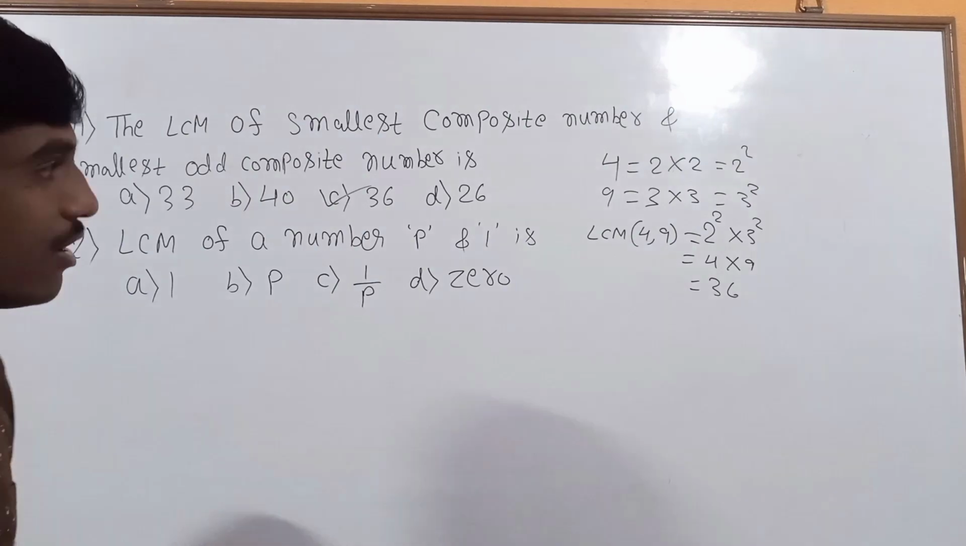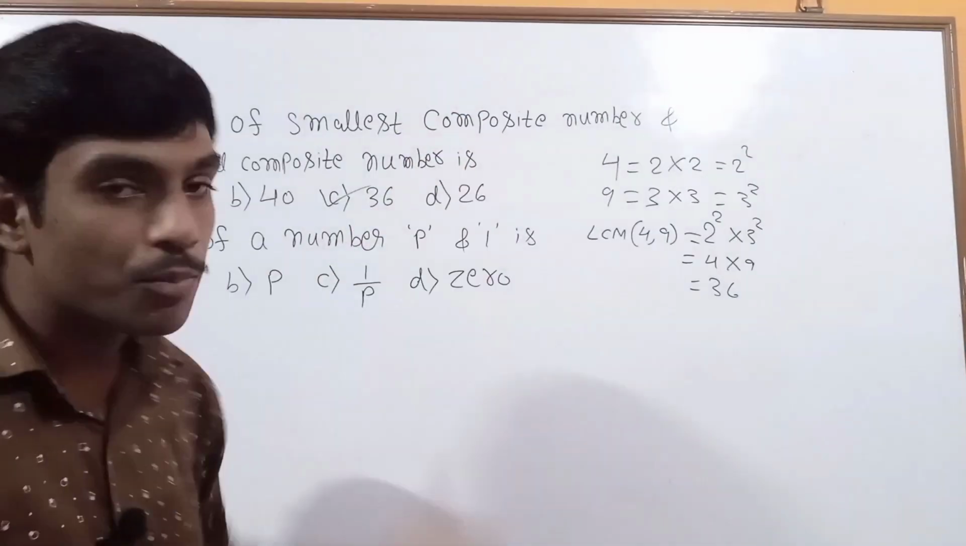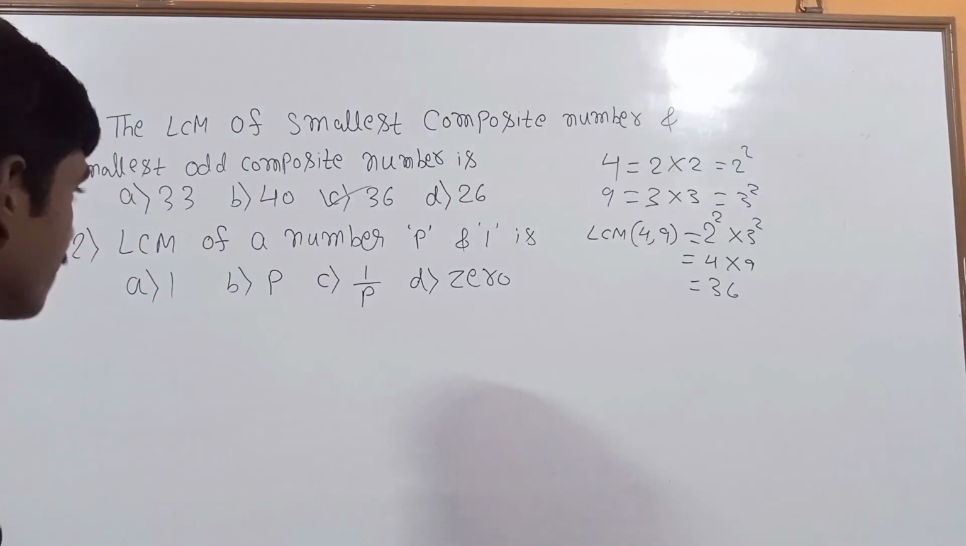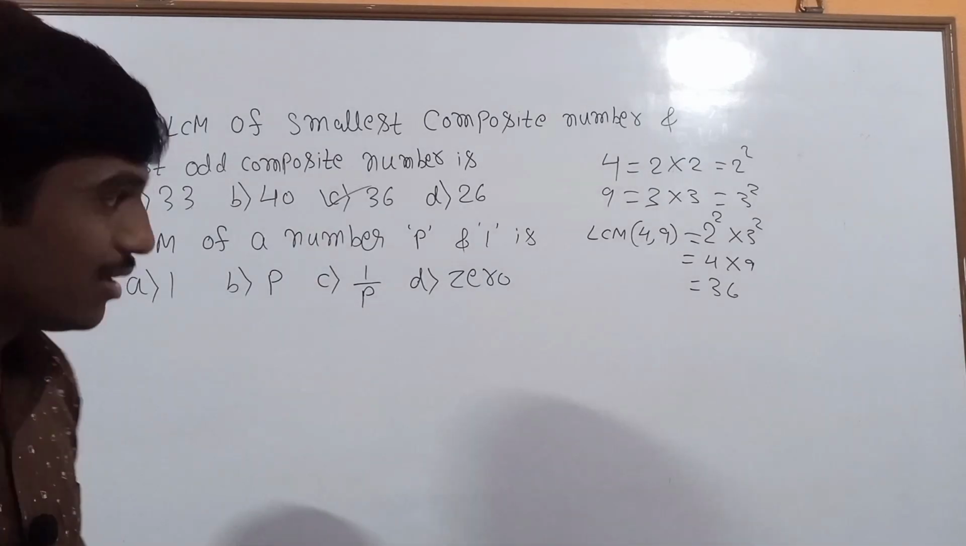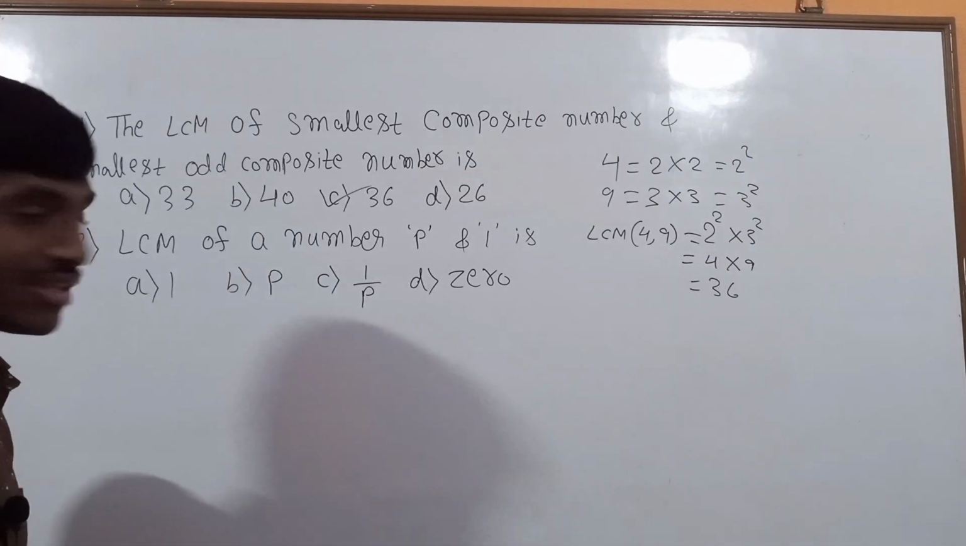So in this way we need to find the LCM. The only thing is we need to know what a composite number is and the smallest odd composite number, which is 9. Next question: LCM of a number p and 1. So for some number p and 1, what will be the LCM they're asking?